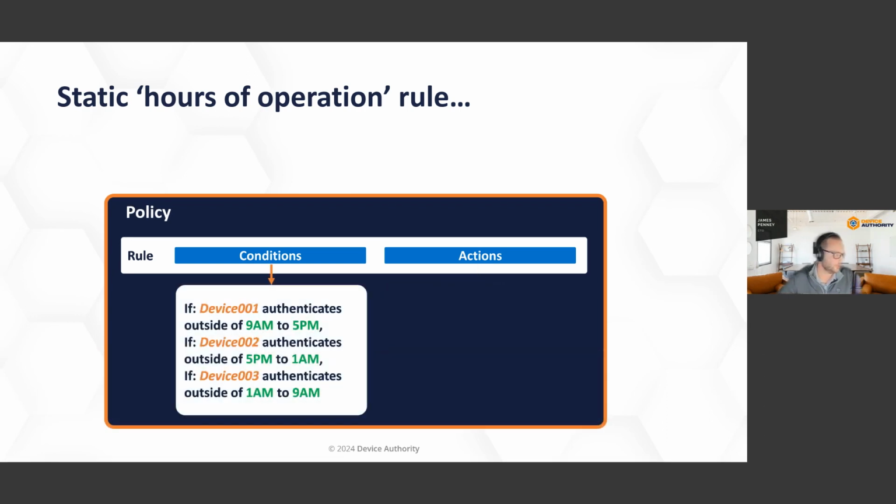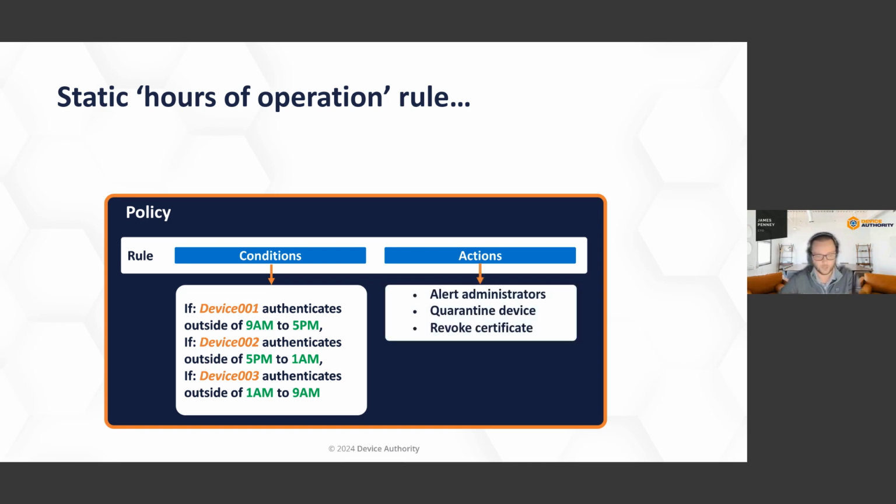So now I'm going to say, if device 1 authenticates outside of 9 a.m. to 5 p.m., then alert the administrators. If device 2 authenticates outside of 5 p.m. to 1 a.m., alert the administrators. Those aren't the work times. Those aren't the usual times that they should be calling or trying to do anything. So that's what I want to enforce. And if device 3 authenticates outside of 1 a.m. to 9 a.m., alert the administrators.